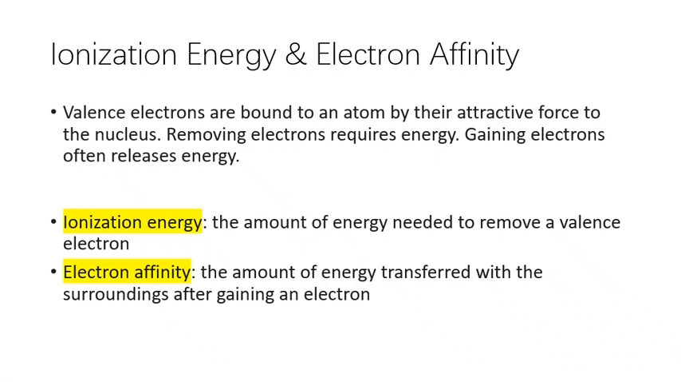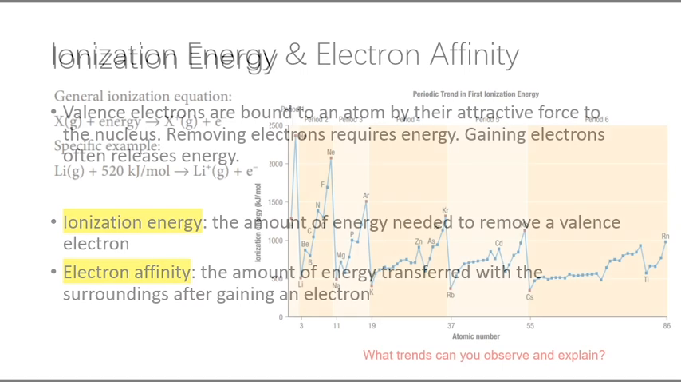Valence electrons are bound to an atom by their attractive force to the nucleus. Removing electrons requires energy. By contrast, gaining electrons often releases energy. Ionization energy refers to the amount of energy needed to remove a valence electron, whereas electron affinity refers to the amount of energy transferred with the surroundings after gaining an electron. And your understanding of these concepts will be solidified along the lesson.